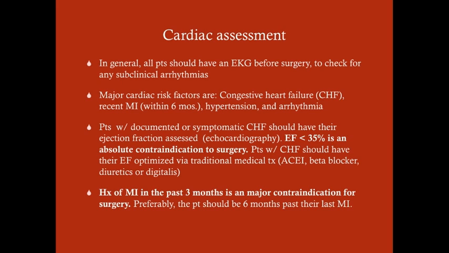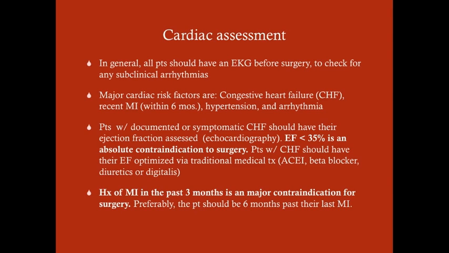Patients with an ejection fraction of less than 35% will never get surgery. So that's an important number to remember. Ejection fraction less than 35%, absolute contraindication for surgery. Patients who are between 35 to 55%, or even patients who may be less than 35%, you can try to medically optimize them to try to get it as high as you can.